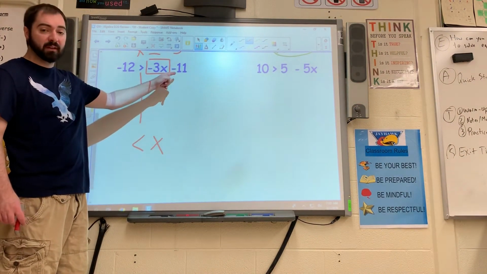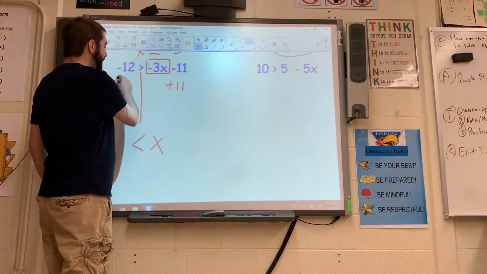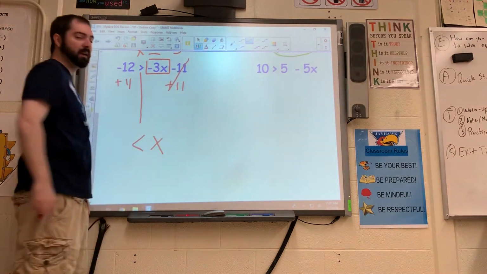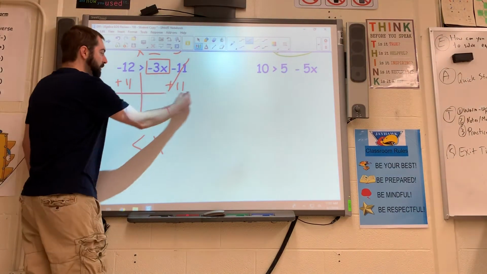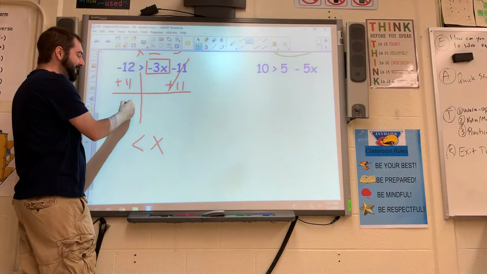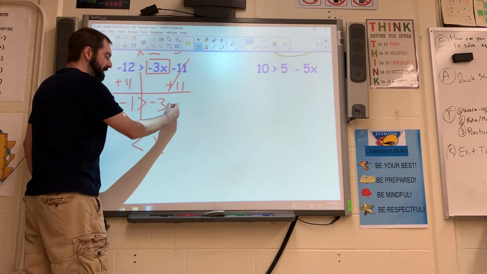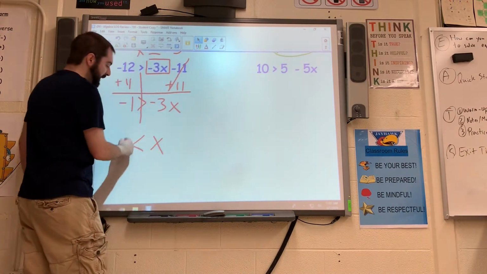Again, to solve it, whatever side the variable's on, in this case it's the right side, I got to start undoing inverse operations over here. So I have a minus 11, means I got to add 11 to both sides. Negative 11, positive 11, cancel out. Over here, I have negative 12 plus 11. That is negative 1. Negative 1 is greater than negative 3 times x. Last step.